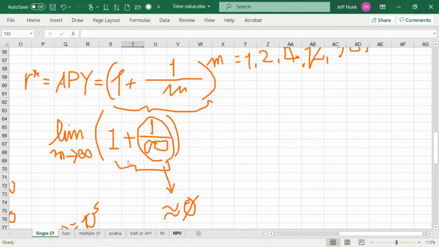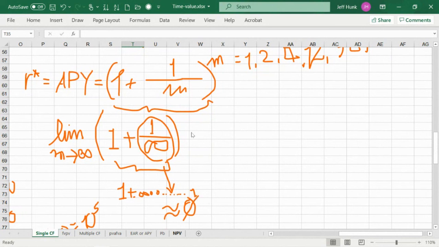This number will be something slightly greater than 1. Isn't it right? This number will be 1 plus 0.00000001, infinitely many zeros. Okay.